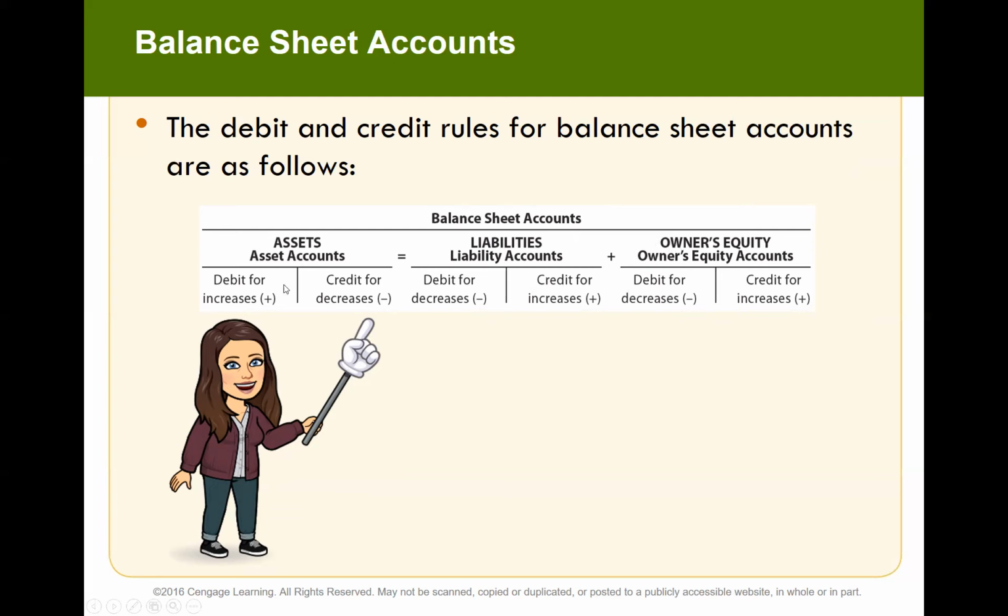So here, assets. This never changes. This is a rule. Debits always increase your assets. So when you're increasing cash, you're going to do a debit to your cash account. When you're decreasing cash, you're going to do a credit to your cash account. This is always, always, always. This rule never changes. So if the account is labeled an asset account, in order to increase the balance of that account, you will do what's called a debit entry. To decrease that asset account, you will then do what's called a credit entry.